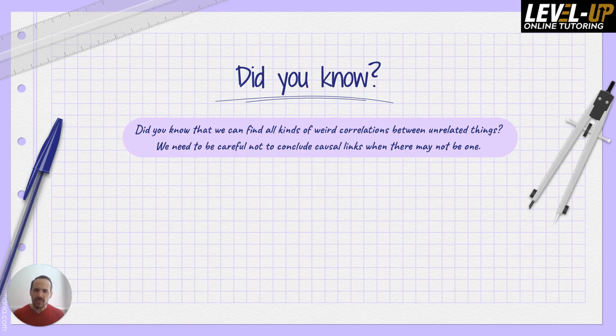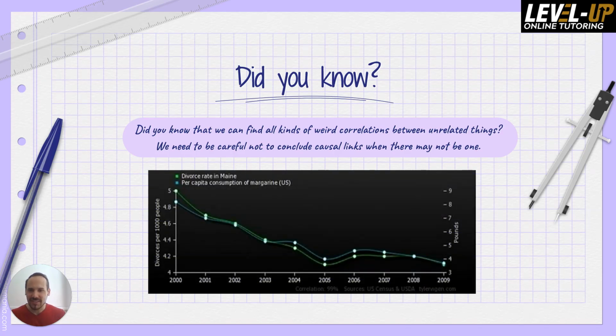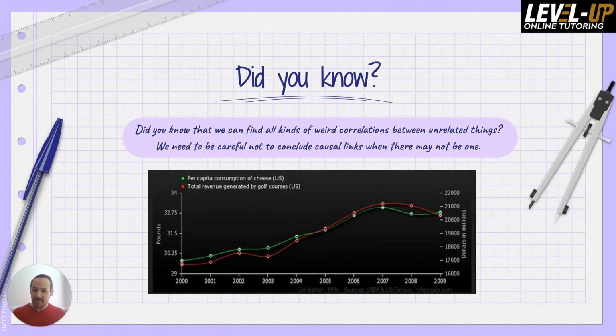And so I wanted to leave you some funny examples here. You can sometimes see weird correlations between things that don't actually have any causal link. So here's an example, between divorce rates and the consumption of margarine. There seems to be this correlation, but they're probably not causing one another. Or here, and this is real data by the way, the consumption of cheese and the total revenues made by golf courses. And again, they look correlated, but they're almost certainly not a causal link.